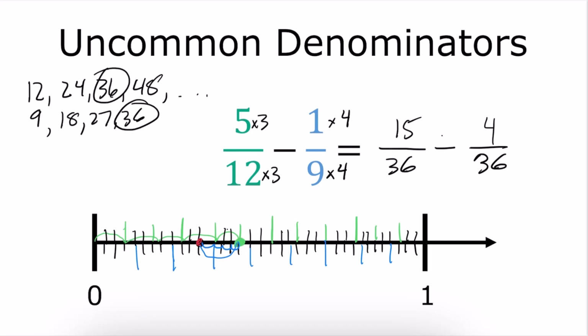So I'm going to say, okay, this is my answer. How far is it away from 0? Well, it's 1, 2, 3, 4, 5, 6, 7, 8, 9, 10, 11/36 away from 0. And that's why 15/36 minus 4/36 gives you 11/36. And so that's how you can show uncommon denominators on a number line.